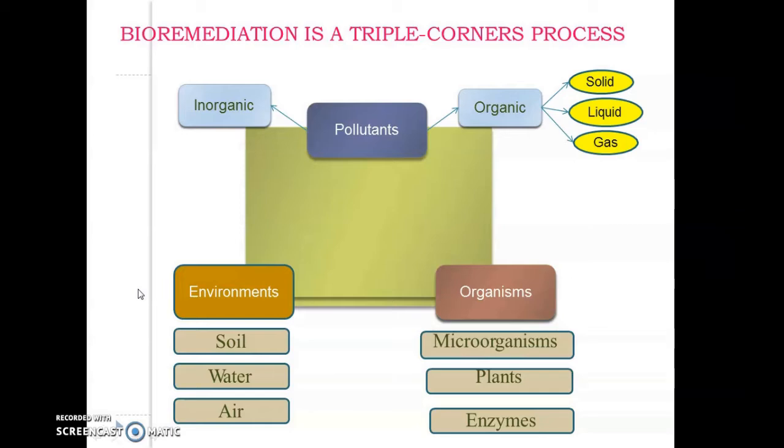The major organisms used for bioremediation are microorganisms, bacteria, fungi, etc., and also several species of plants which are used for remediating pollution from the environment. Also, several enzymes secreted by these microorganisms or plants can be used for converting harmful pollutants to harmless ones.